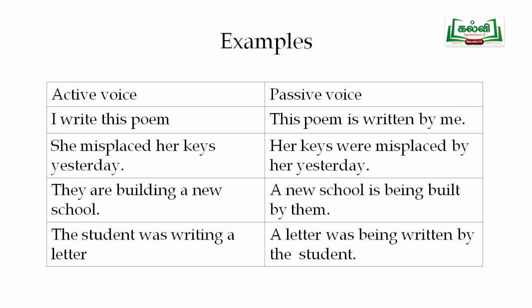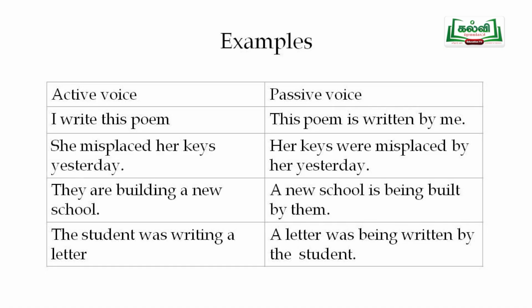And the next sentence, they are building a new school. Here the subject is they, are building is the verb, new school is the object. This is in present continuous tense. The new school should come first in the passive voice, and are building is changed into is being built. Pronoun they should be changed into them. So the sentence, a new school is being built by them.